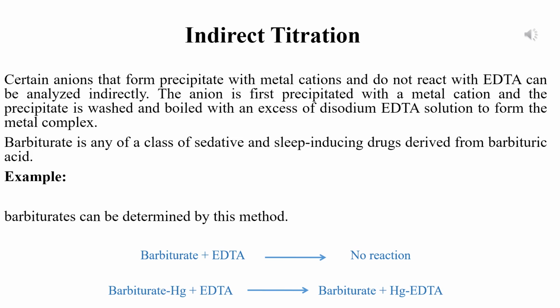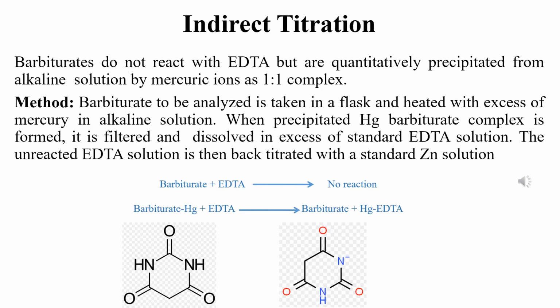If barbiturates are directly titrated with EDTA, there will be no reaction. So for this purpose, we can use mercuric ions. Barbiturates cannot be directly titrated with EDTA because they do not react with EDTA, but they can be quantitatively precipitated from alkaline solution by mercury ions as a 1:1 ratio complex.